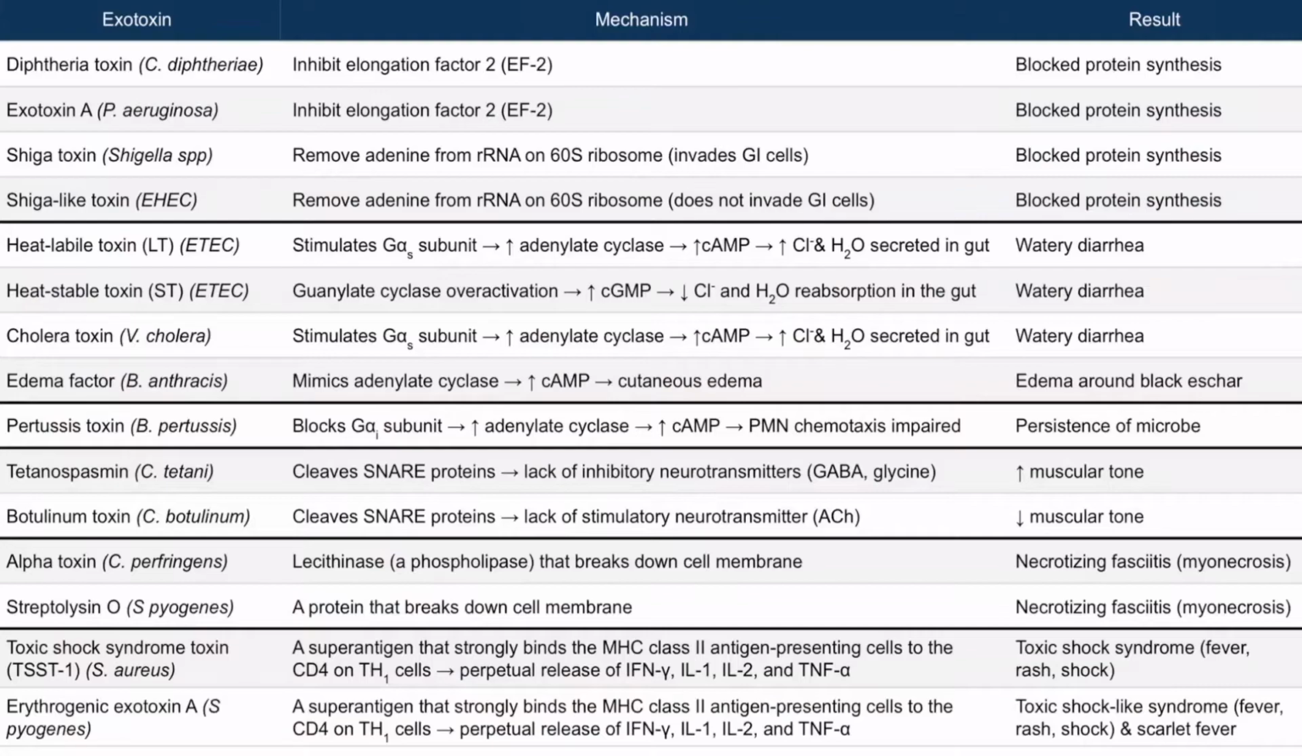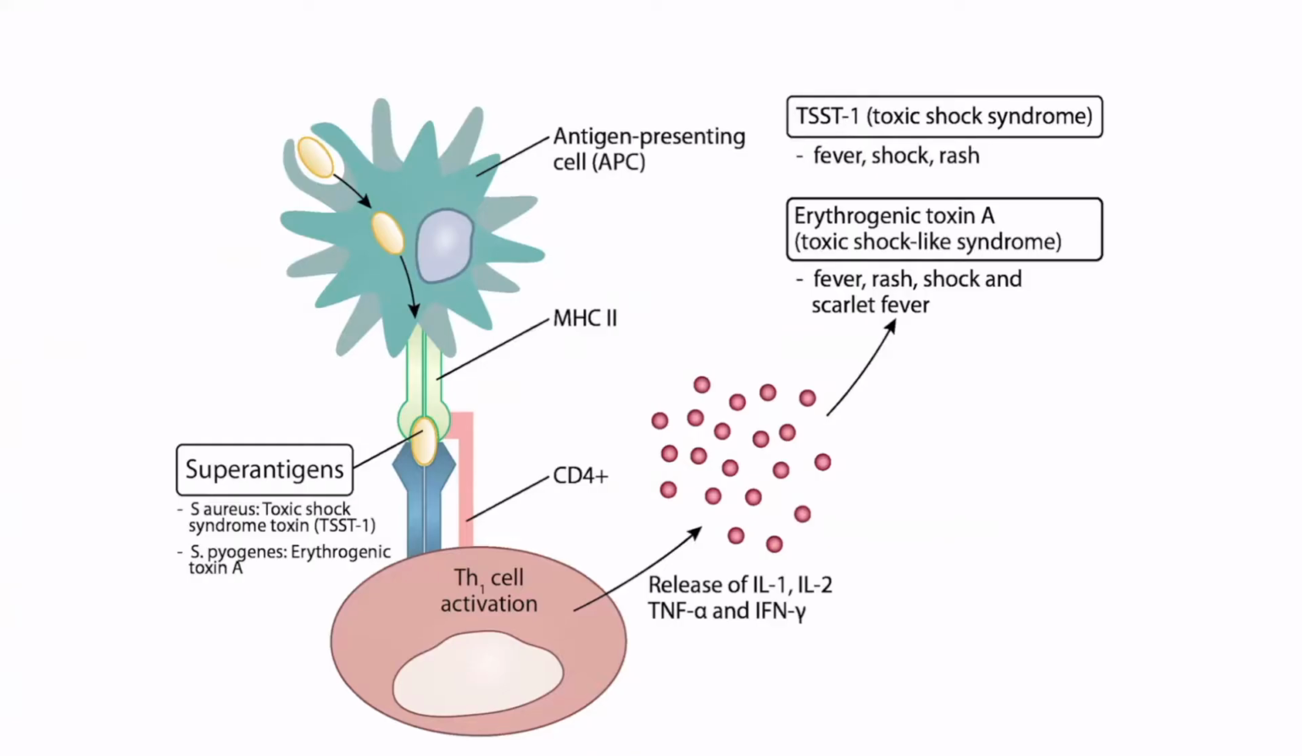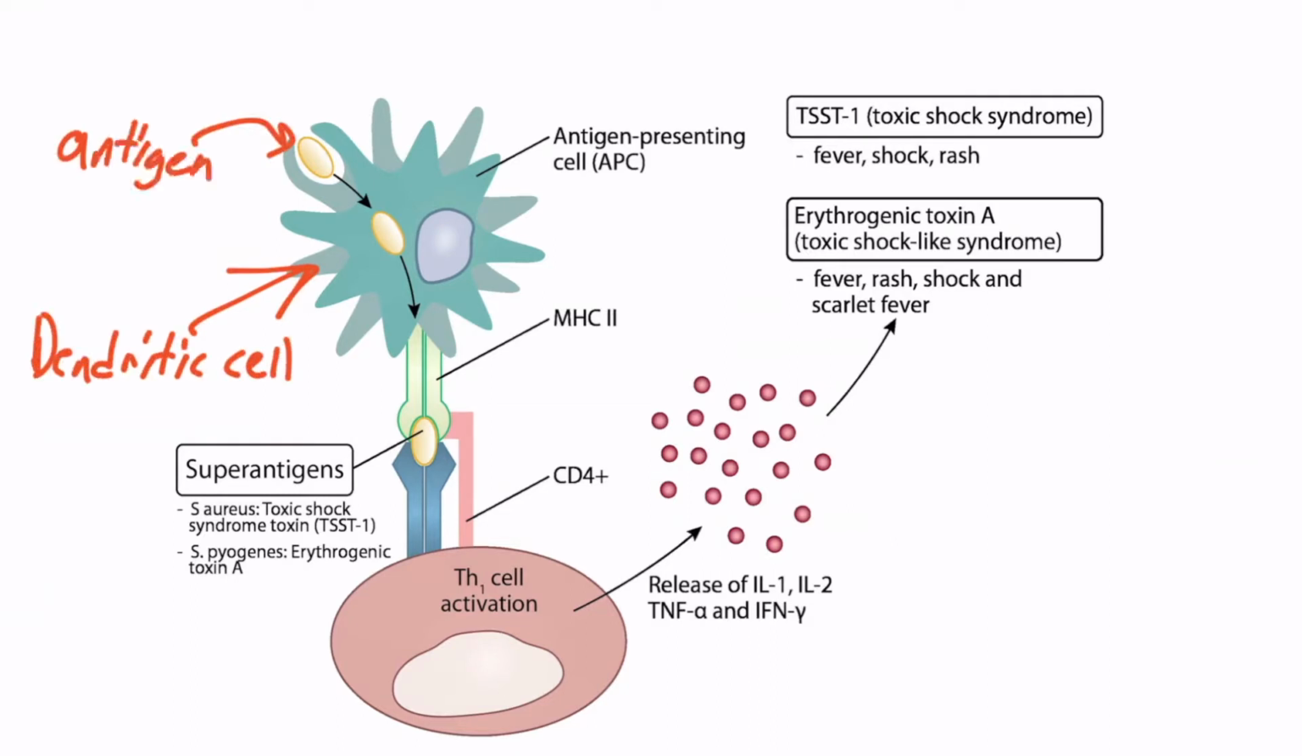Now let's discuss these superantigens. This diagram demonstrates the activity of superantigens. Normally, a dendritic cell, which you can see here, will take in an antigen, right here, and then present it to a CD4 positive T cell, which is a Th1 cell. This Th1 cell will then become fully active and release cytokines, which you can see listed here. These include IL-1, IL-2, TNF-alpha, and interferon gamma. This is a normal response.